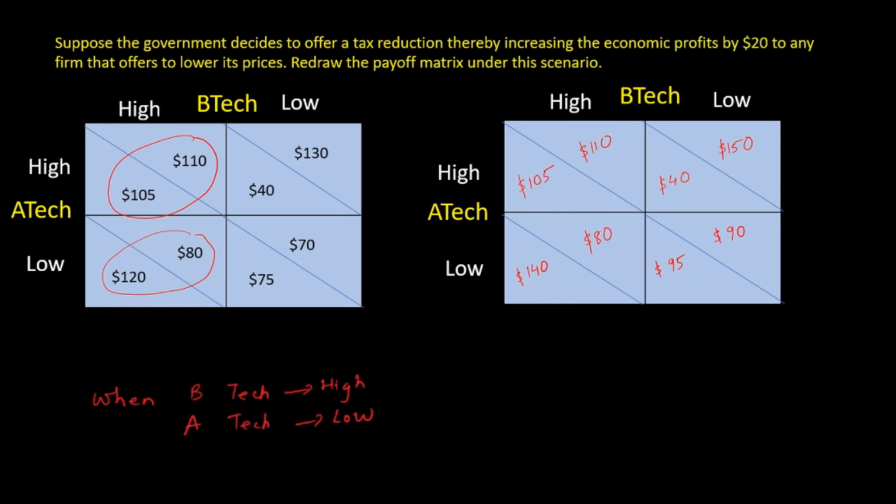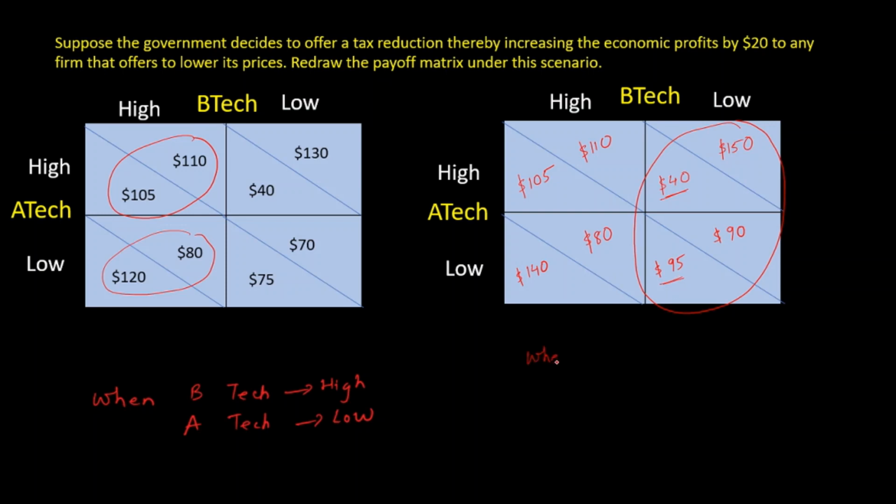Likewise, what happens when firm B Tech goes low? So when B Tech goes low, I'm in this part of the matrix. So what should firm A Tech do? Either it can charge a high price and earn $40, or it can charge a lower price and earn $95. So definitely it is in the best interest of A Tech to go low because it can earn a higher profit of $95. So let me write that down.